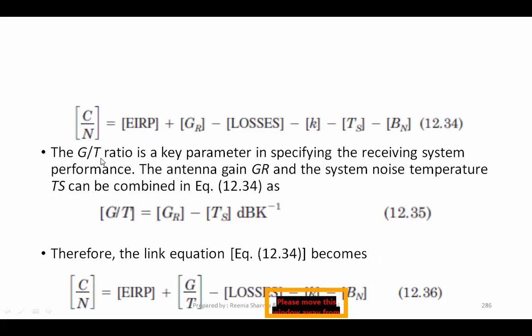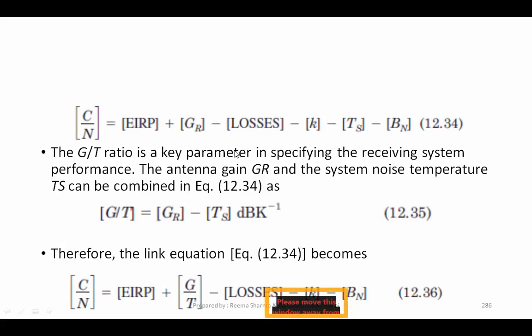So your G by T ratio is a key parameter in specifying the receiving system performance. Based on this number, we find out what your system performance is, how much noise it can take, how much flexibility your system has.